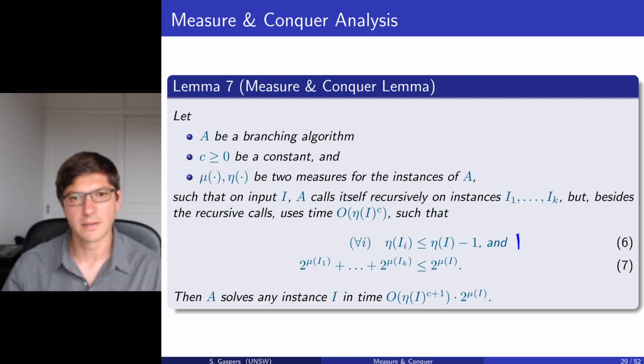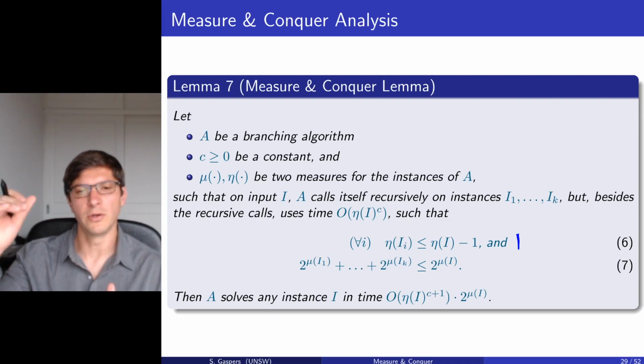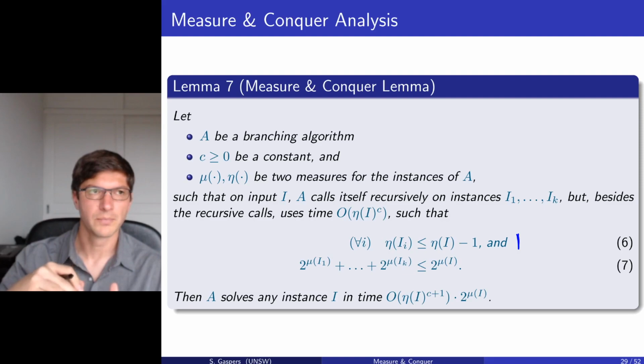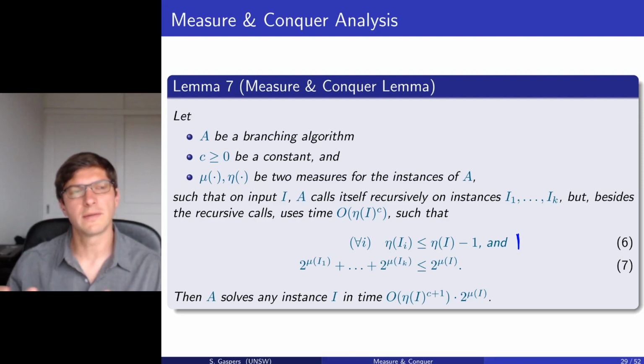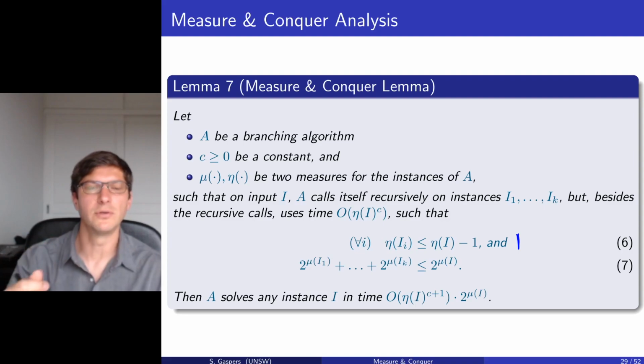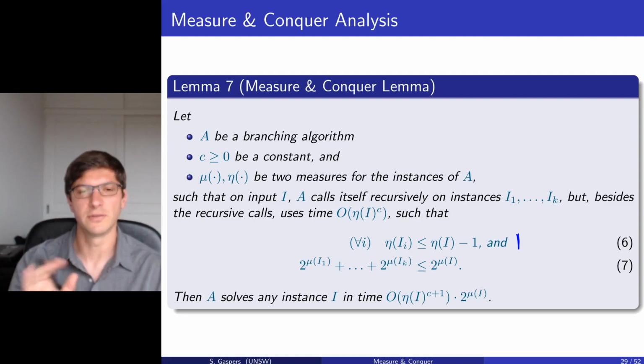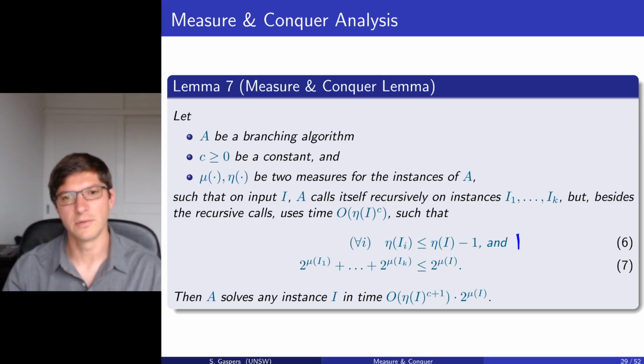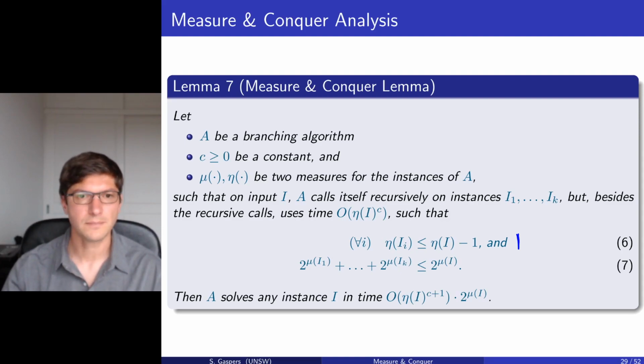We just need that we make some progress when going from a node of the search tree to a child. So it's not necessarily the case that we always remove a vertex. Maybe we remove an edge, or maybe we attach a label to a vertex where we have made some decision, but we haven't removed this vertex yet, but we have made some progress. And we need to be able to measure this progress. And this is done using eta.